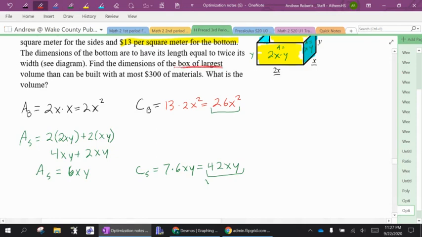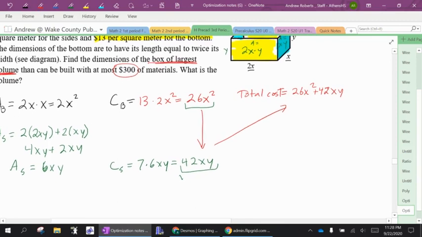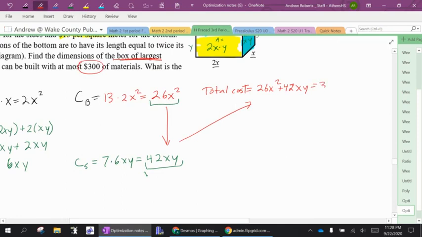Largest box, that means volume, with $300. So my total cost is going to be the cost of the bottom plus the cost of the side, which is going to be 26x squared plus 42xy. And we know that that has to equal $300. So this is a big equation for us right there.